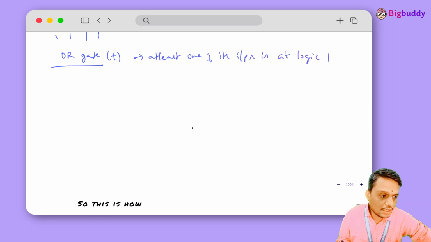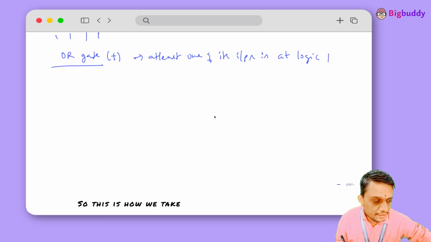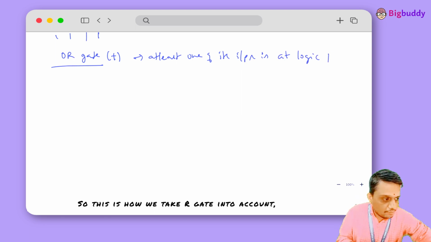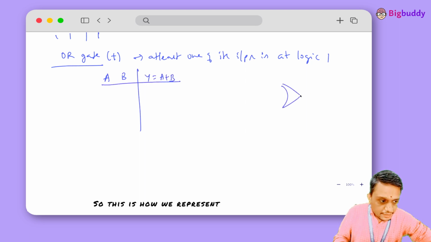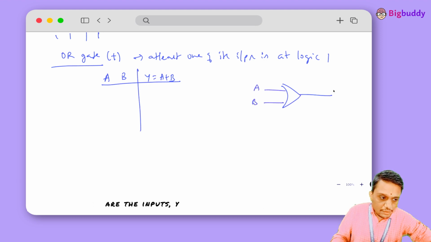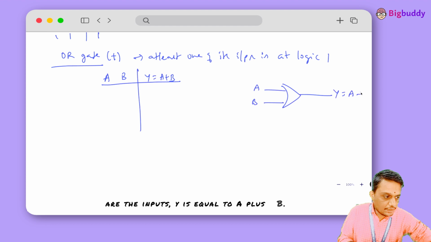So this is how we take the OR gate into account. If I have 2 inputs A and B, the output Y is equal to A plus B. This is how we represent an OR gate. A and B are the inputs, and Y is equal to A plus B.